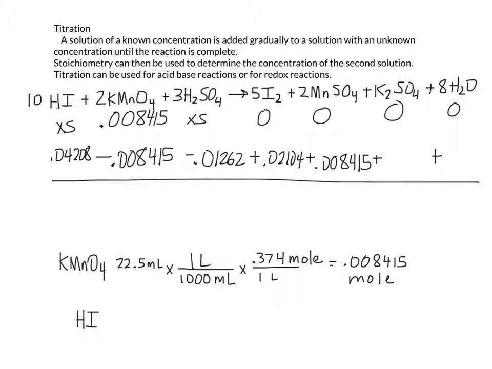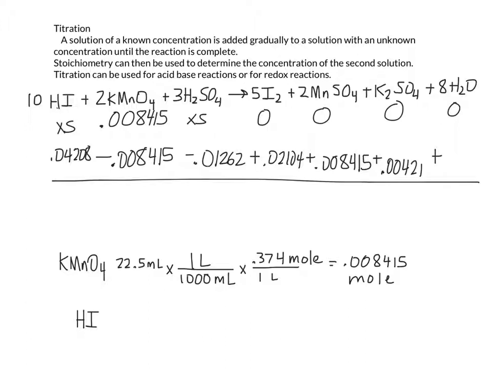Then if we're looking at the next one, it has a coefficient of 1. So if I compare, it doesn't matter which one I compare it to, but if I compare it to the chemical right before, 1 is half of 2. So the change line for the potassium sulfate would be half the change line for the manganese sulfate. This would be 0.00421.